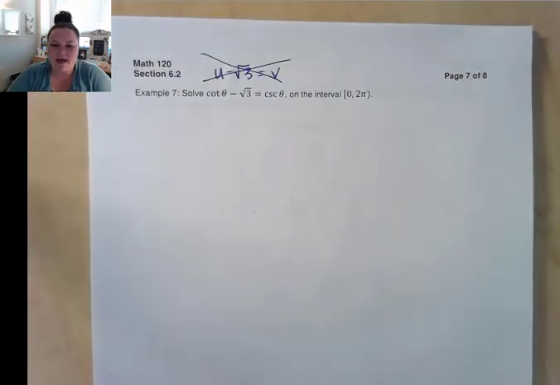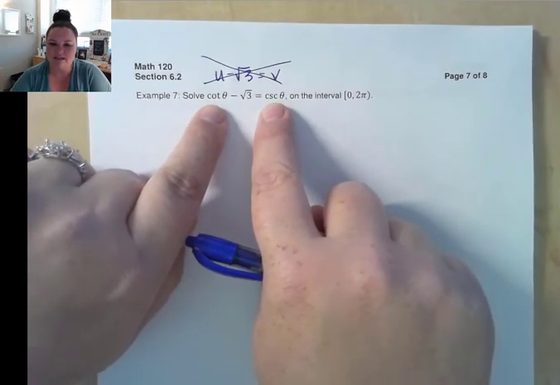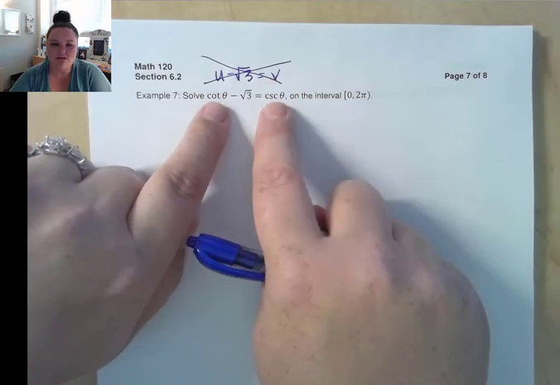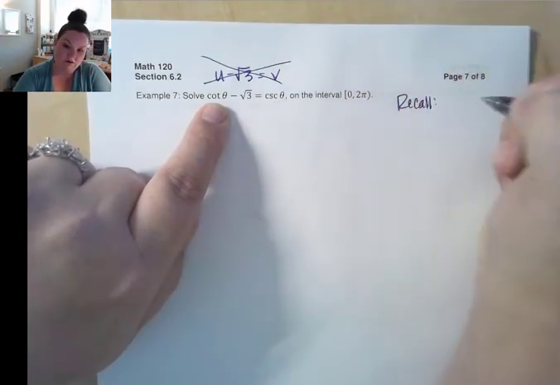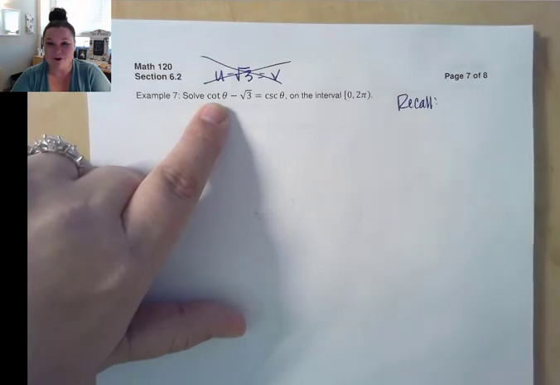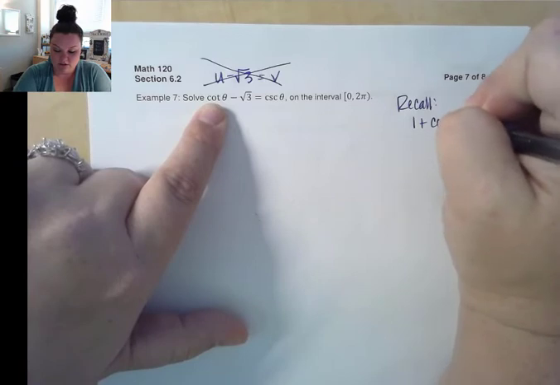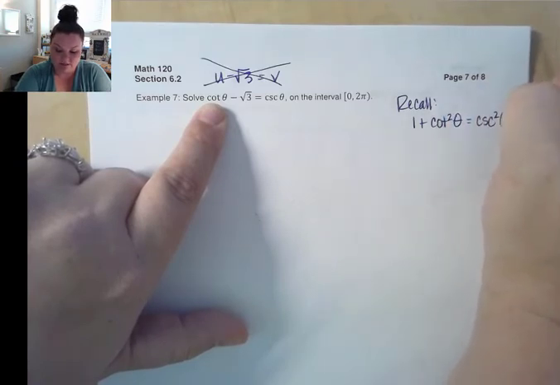So I want to think back, what do I know about cotangent and cosecant and how they're related? Well, like I said, they're not inverses. They're not reciprocals. The only way that cotangent and cosecant are related is in one of the Pythagorean identities. So I'm going to go ahead and just put over here, recall our 1 plus cot squared identity, which is that 1 plus cotangent squared theta is equal to cosecant squared theta.